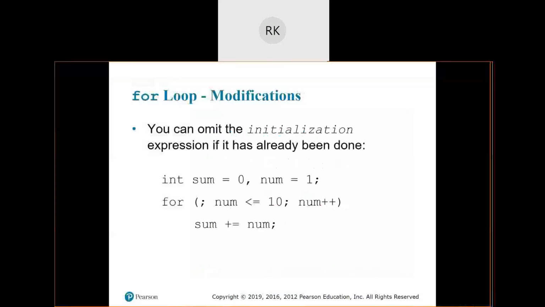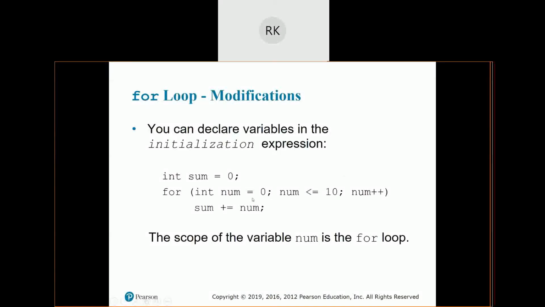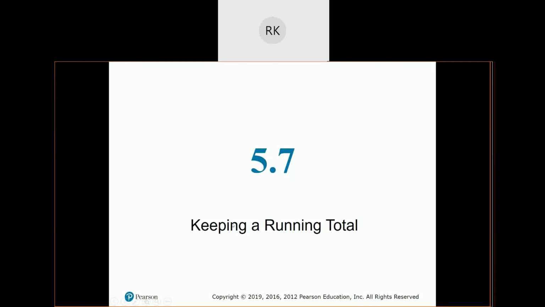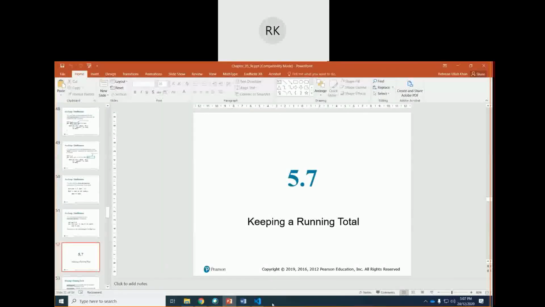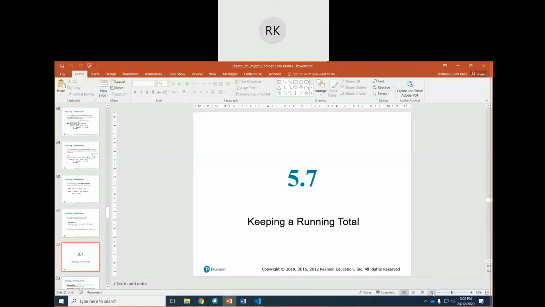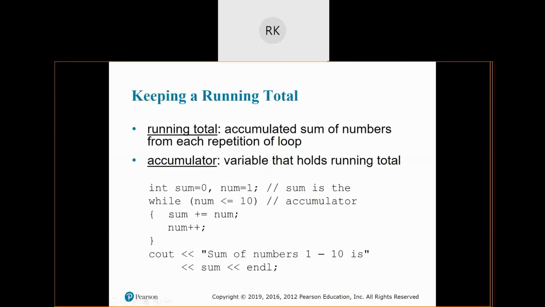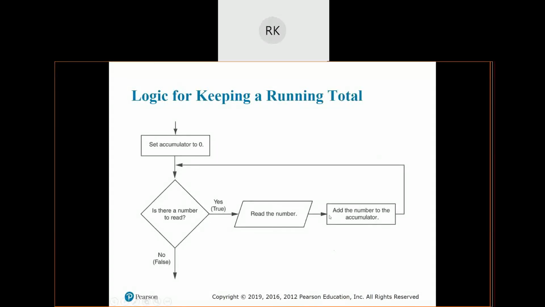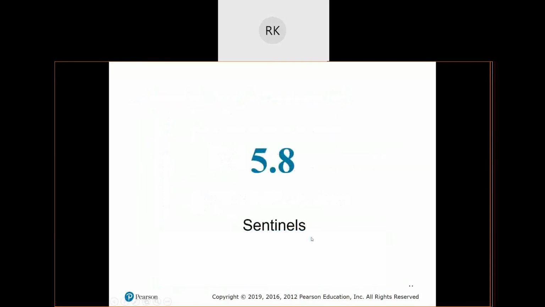Okay, so let's quickly finish the for loop. All these things can run. Keep a running total. We have already done keep a running total. It means we can keep a running total inside the loop, so in every loop you can do that. Like this, he is doing here. So it's like this, then like this, like this.